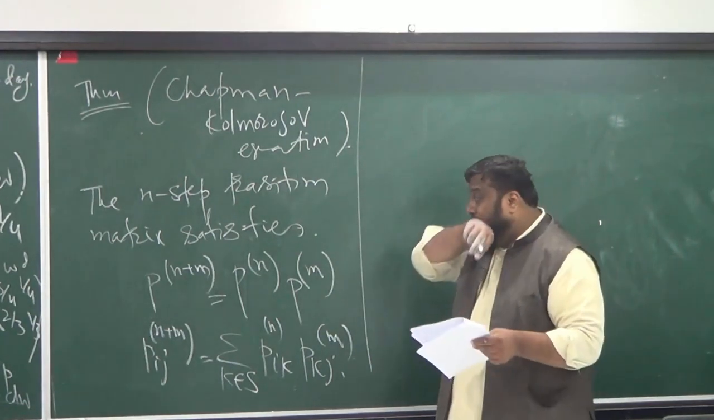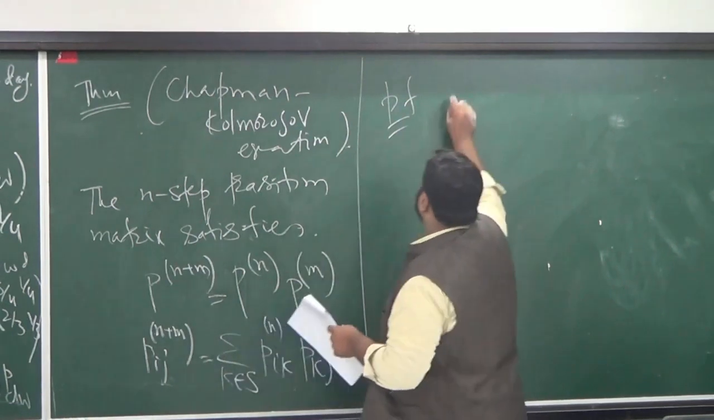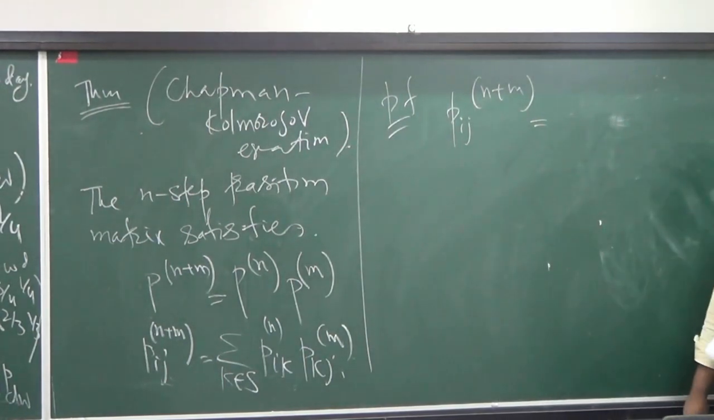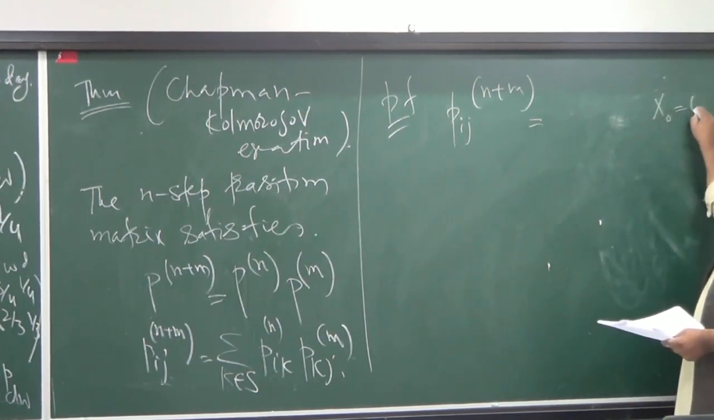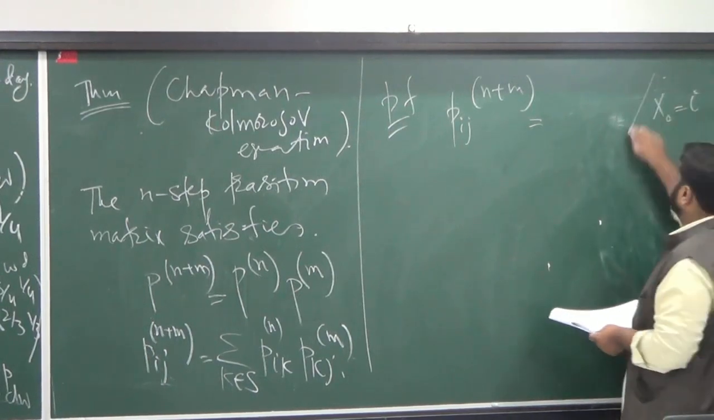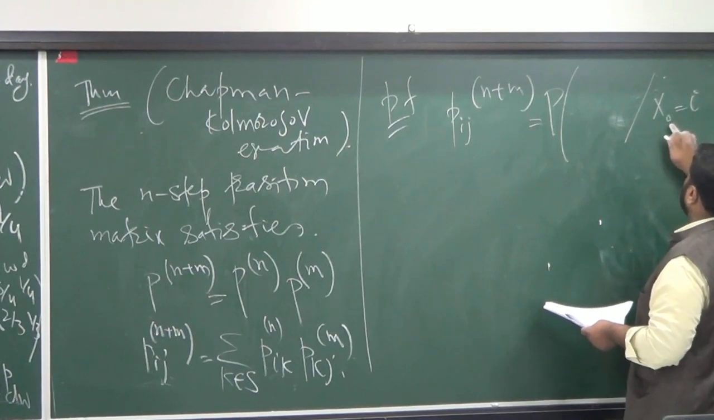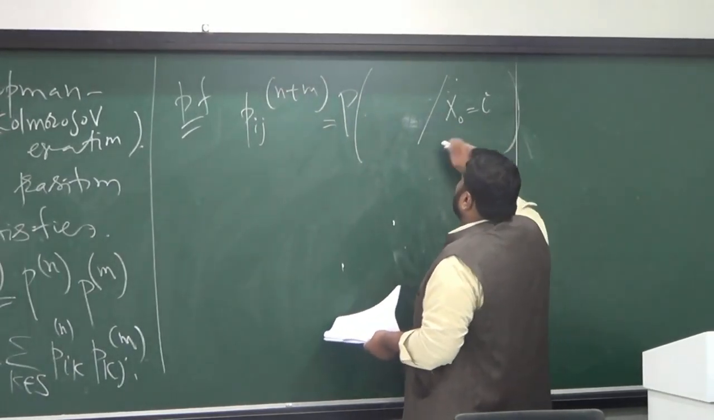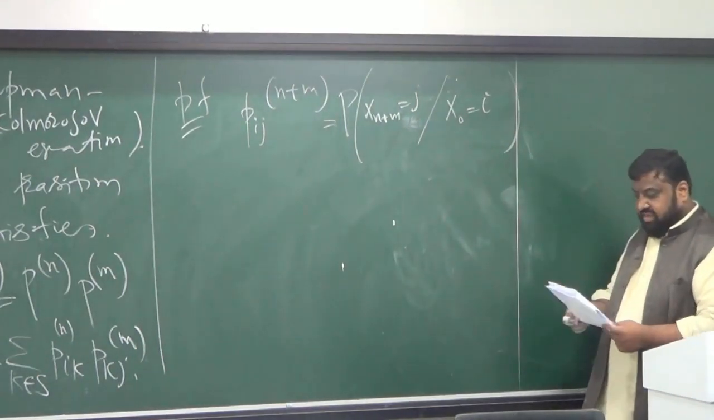So why should this be true? What is the explicit meaning of this P_ij for n plus m steps? Imagine you begin from i, and this is the probability that you start from i, so this 0 is not necessary, it could be anything, you can take k, it doesn't matter, and after n steps you end up in j. I'm interested in this probability.